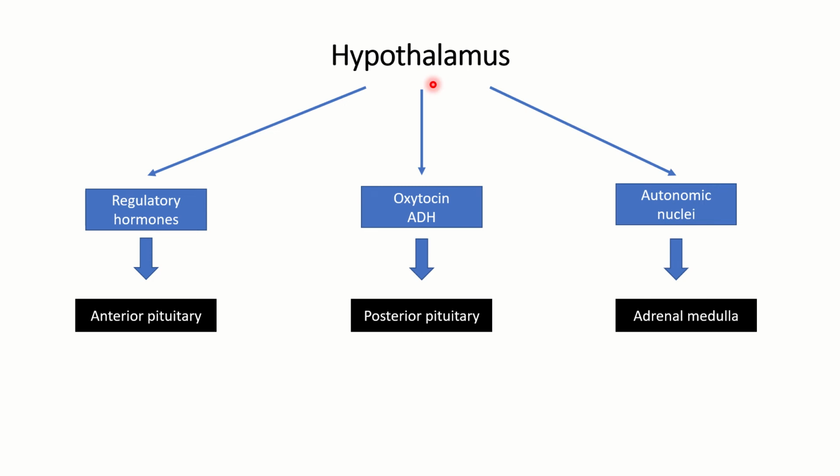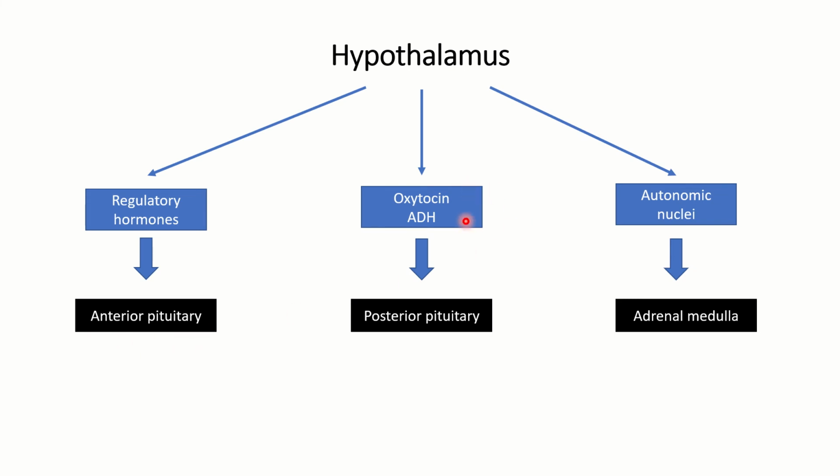The hypothalamus secretes three different types of hormone. One is called regulatory hormones. The second one is oxytocin and ADH. And the third one is secreted from autonomic nuclei. The regulatory hormones are either excitatory, which increase activity or release of other hormones, or inhibitory, which suppress release of other hormones. Regulatory hormones are affecting the anterior lobe of the pituitary gland.